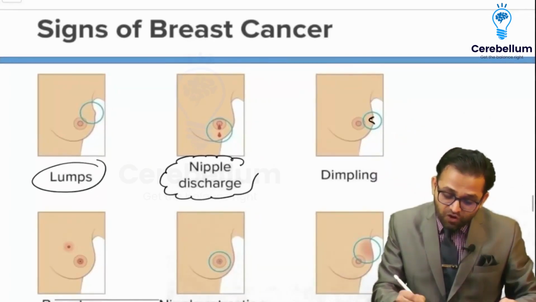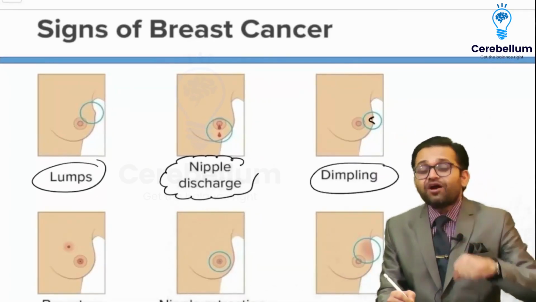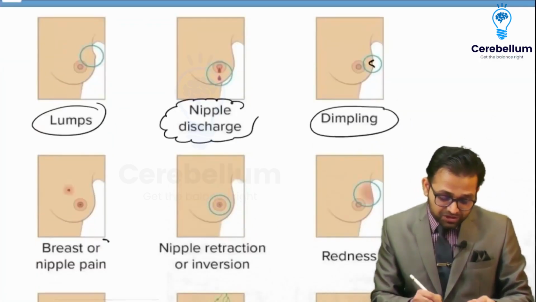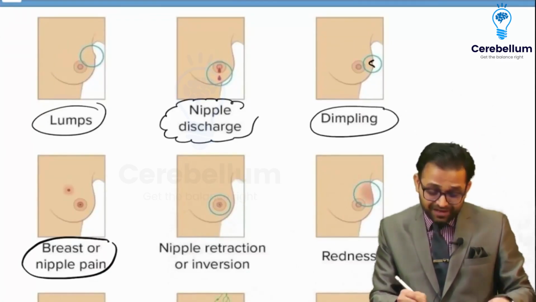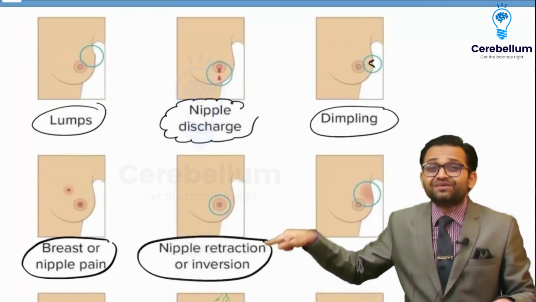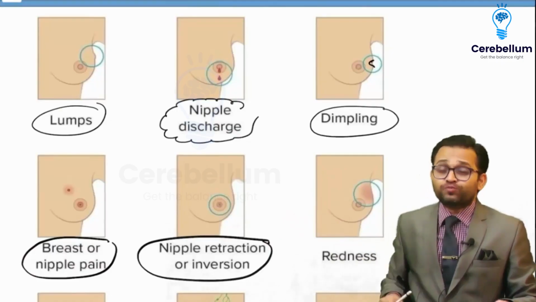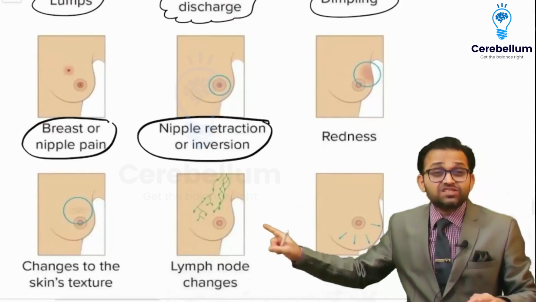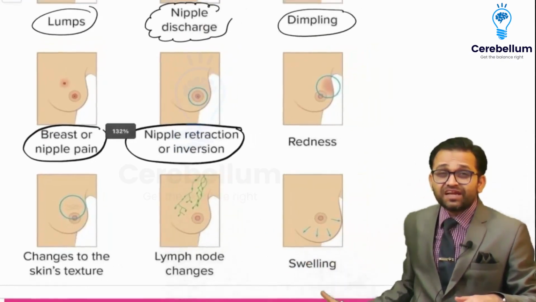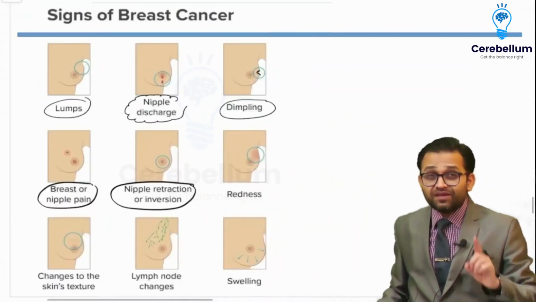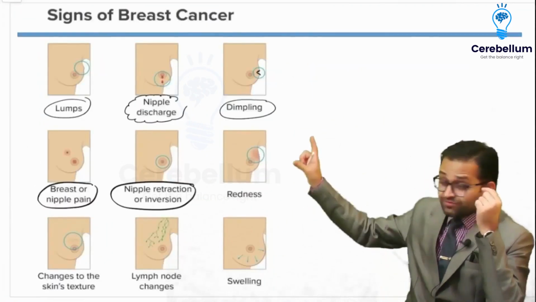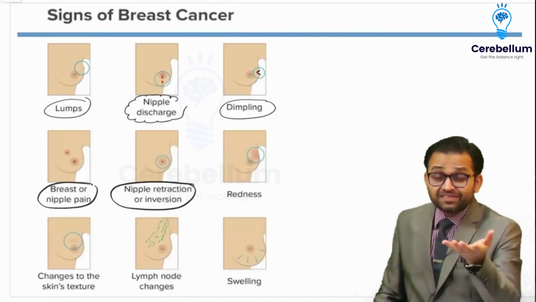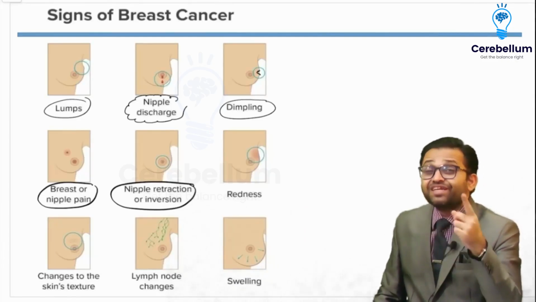There may be the presence of the dimpling due to the pulling of the suspensory ligament of Cooper, due to the fibrosis of the suspensory ligament of Cooper. Breast or nipple pain. Yes, pain may be there. Nipple retraction or inversion due to the fibrosis of the lactiferous lobes, and there is the inflammation, redness may be there. Yes, changes to the skin texture, lymph node changes, and the swelling. So these are the important findings. If any female is having such kind of presentation in the breast, get alert. Breast carcinoma may be there, because breast cancer is the most common cancer in females in the world.